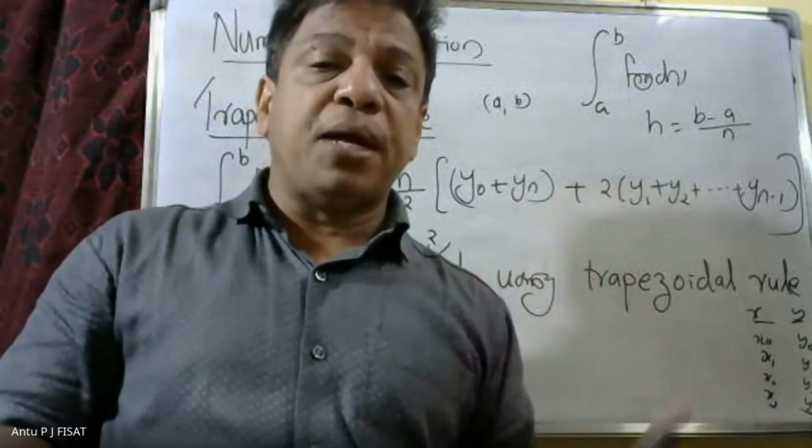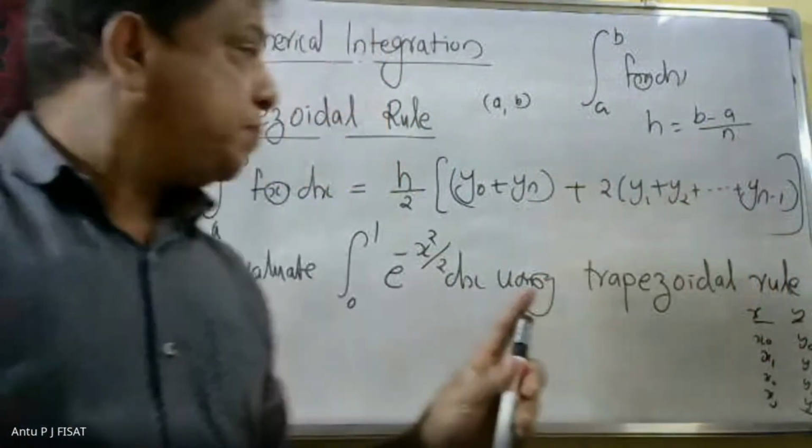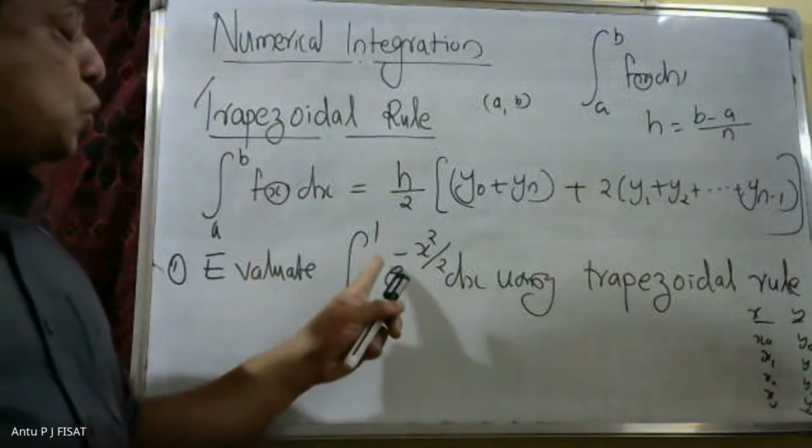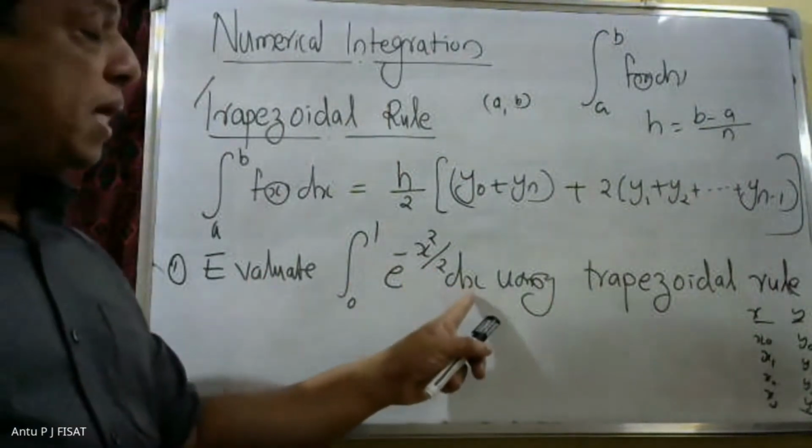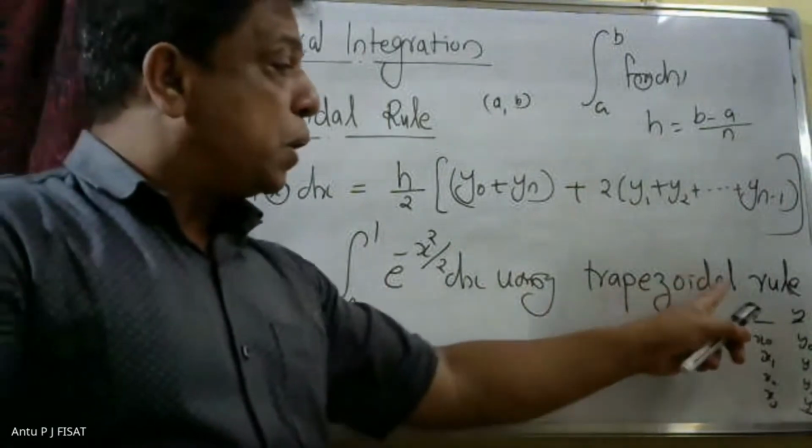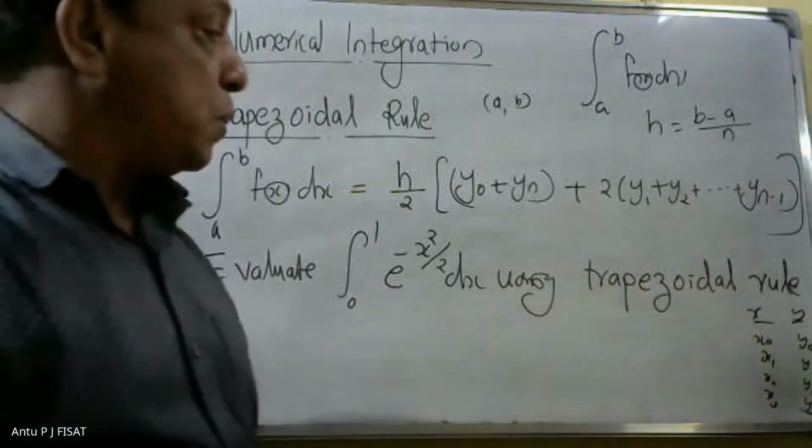We can do one problem based on this trapezoidal rule. Evaluate integral 0 to 1 e raised to minus x square by 2 dx using the trapezoidal rule.